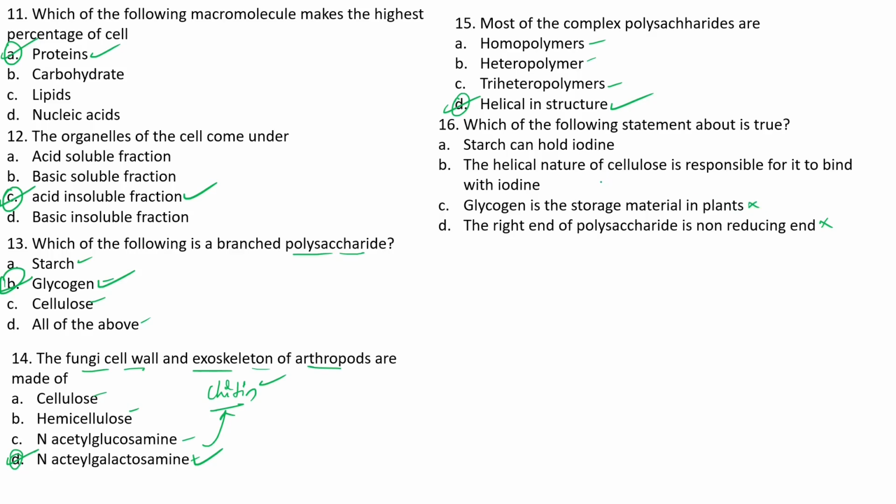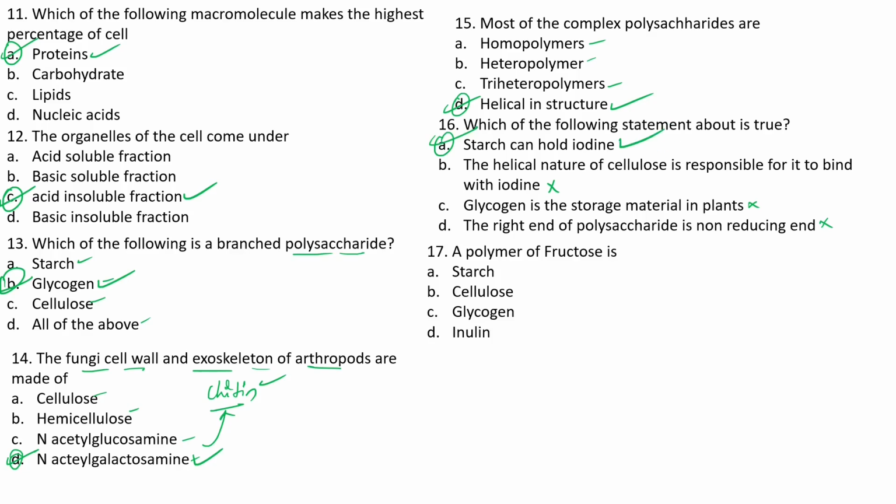The helical nature of cellulose is mainly responsible for it to bind with iodine. But we know that cellulose does not contain complex helices or a helix kind of structure. Hence, it cannot hold iodine. Even this statement is wrong. Starch can hold iodine. Exactly. A is our right answer.